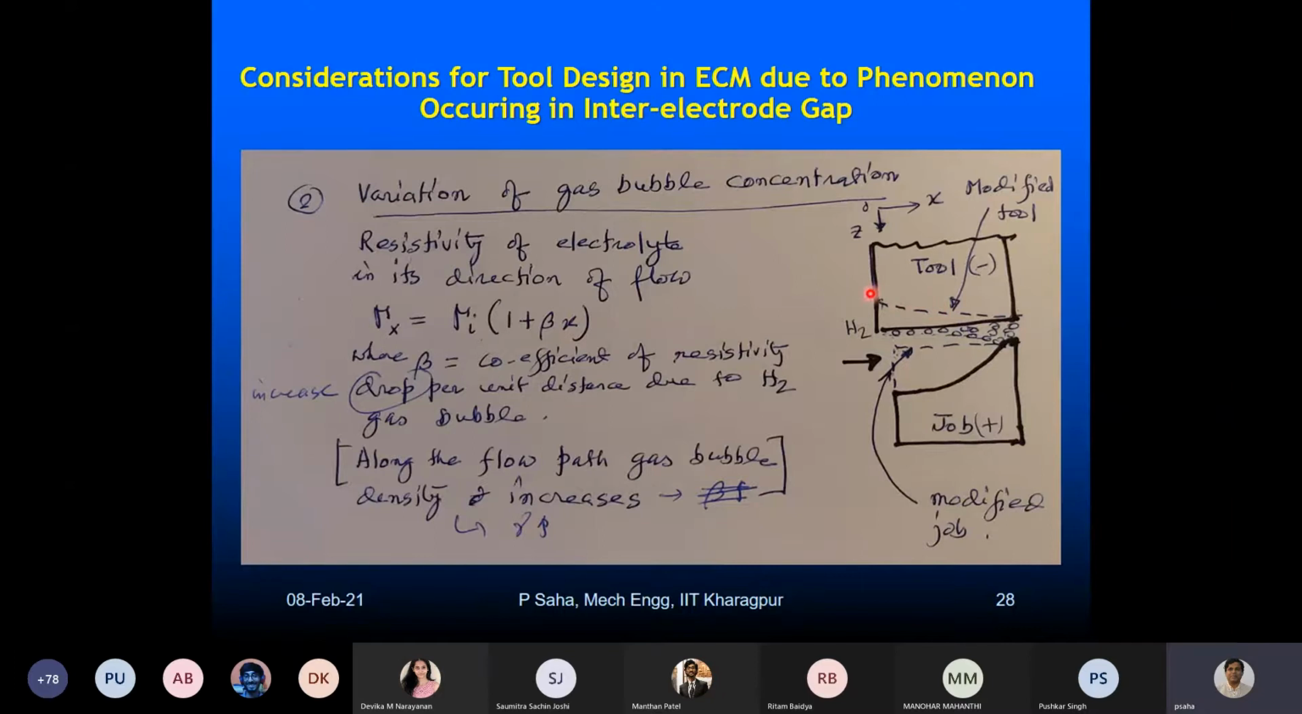Okay, so after this, if we go like this, machining, because of this effect of the gas bubbles and this induced larger distance on the left hand side, those two will compensate, nullify each other, and you can get a flat, horizontal flat surface on the job like this.